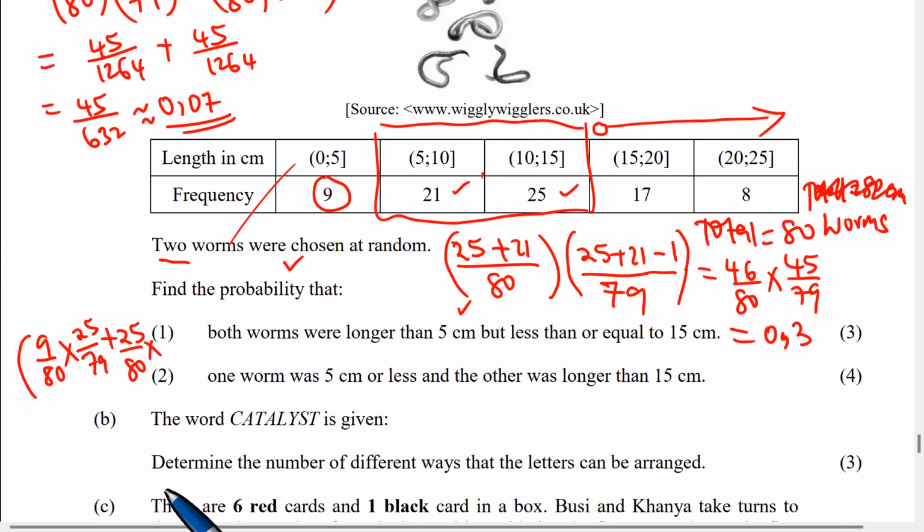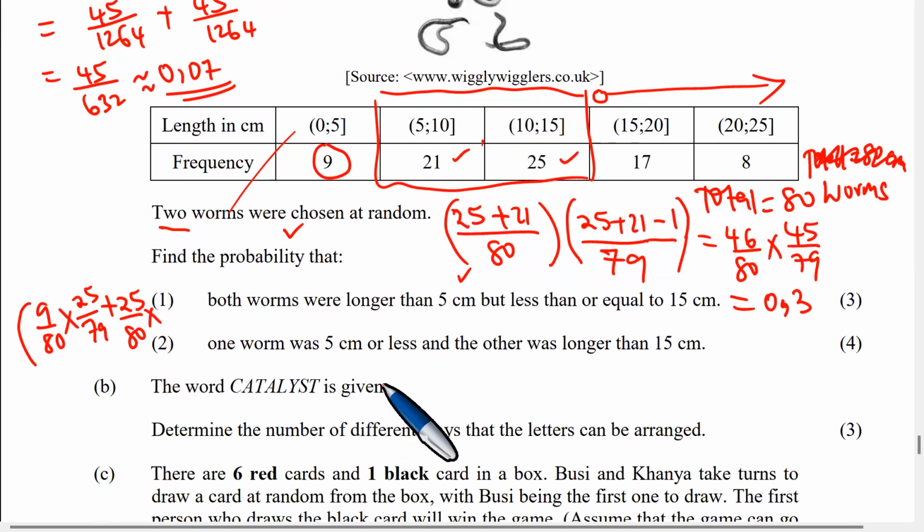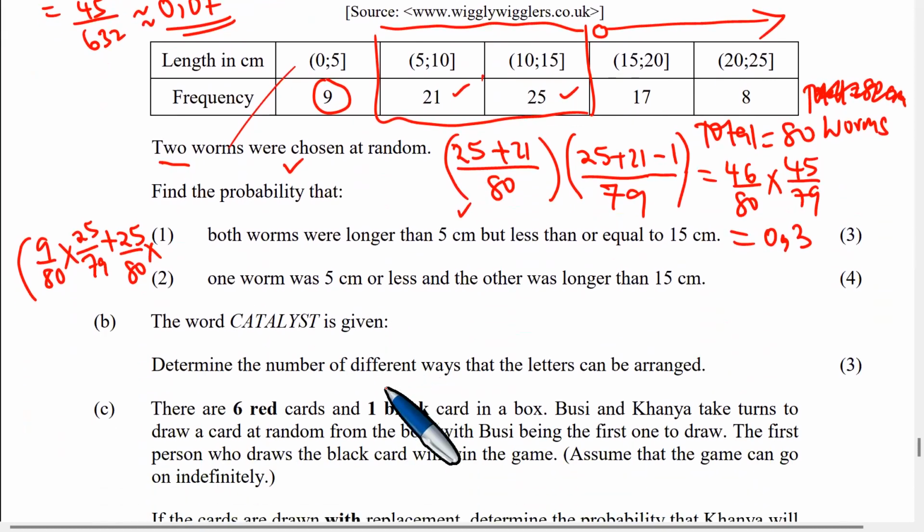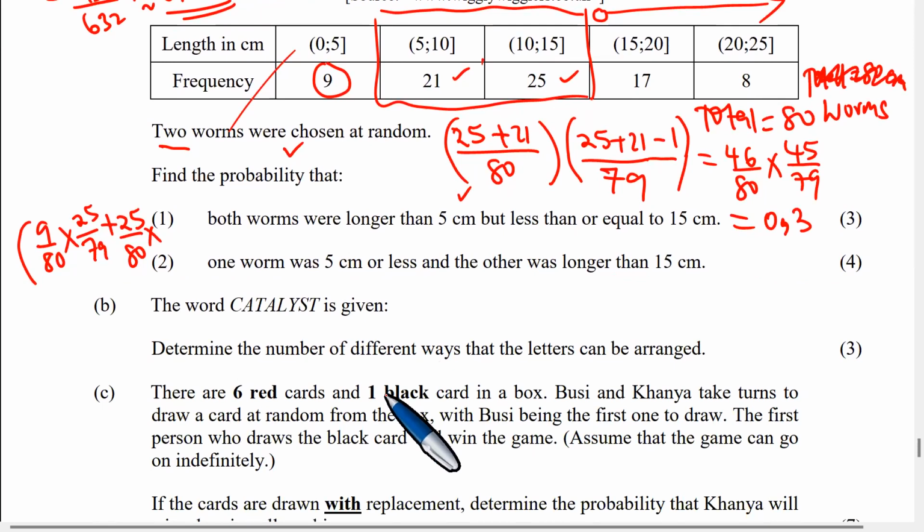Okay, let's look at the next question. The word catalyst is given. Okay, you know what a catalyst is. So now they've given you a catalyst. The catalyst is studied in chemistry. A catalyst is the chemical substance that is able to fasten the rate of a chemical reaction without actually taking part in the reaction. That is called a catalyst. It makes the reaction faster.